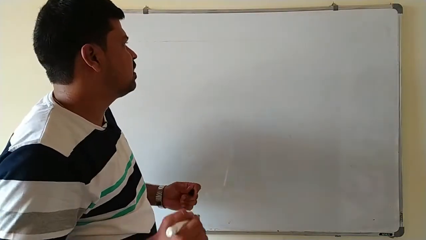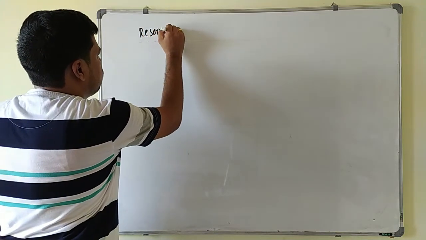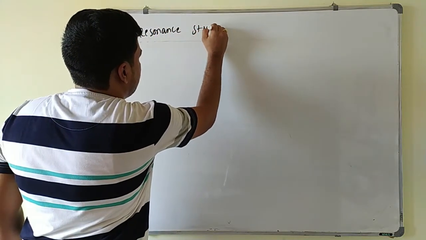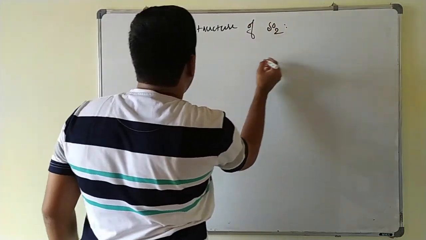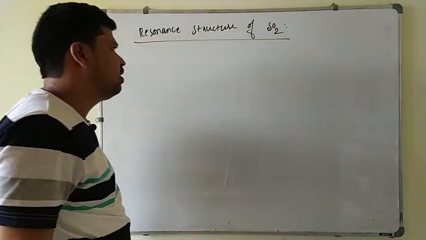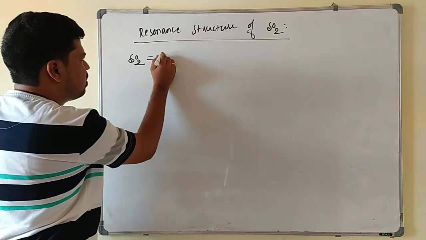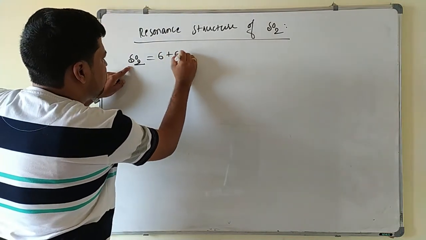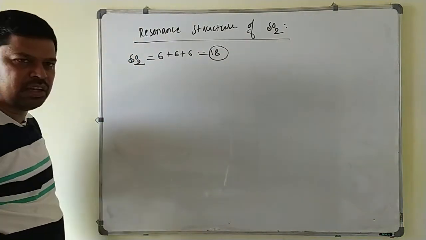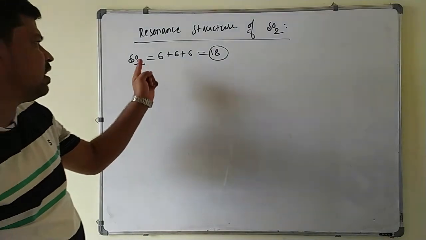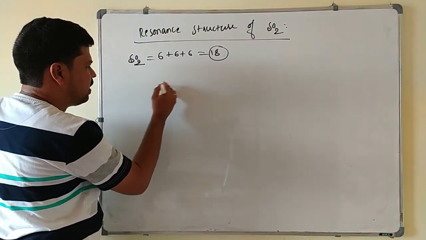So now we will discuss the resonance structure of SO2. It has an angular shape with 2 resonating structures. In this SO2, the total number of electrons is: sulfur 6 electrons, and each oxygen has 6 electrons. Total 18 electrons must be distributed among 1 sulfur and 2 oxygen. Its structure is similar to that of ozone. So I will write it as having 2 resonating structures with angular shape.